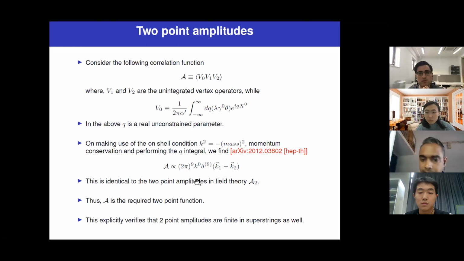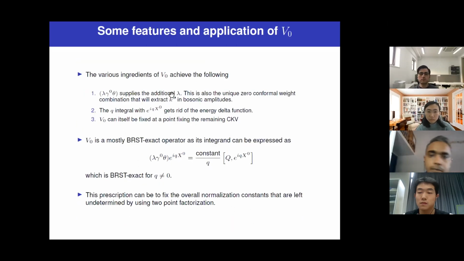But this is identical to the 2-point function in the field theory, which I mentioned earlier. The details can be found in this paper. Thus we see that the result above is the correct 2-point function. So this explicitly verifies that the 2-point amplitudes are finite in superstrings as well, because the pure spinor formalism is for superstrings. Now let me, in the remaining time, give some features and applications of V0.